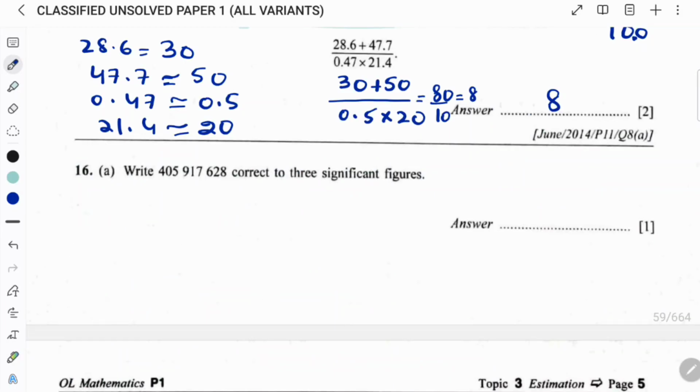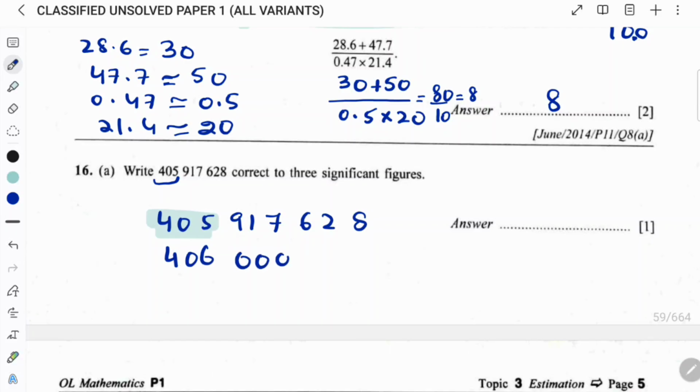Now the next number: write this number correct to three significant figures. This is the number: 4 0 5 9 1 7 6 2 8. This much is the three significant figure number. So after 5 you have 9. So you write down 406, but you cannot leave it here. You have to put extra 0s to maintain the value of the number. So that is 406, and then after that it means 406 million.